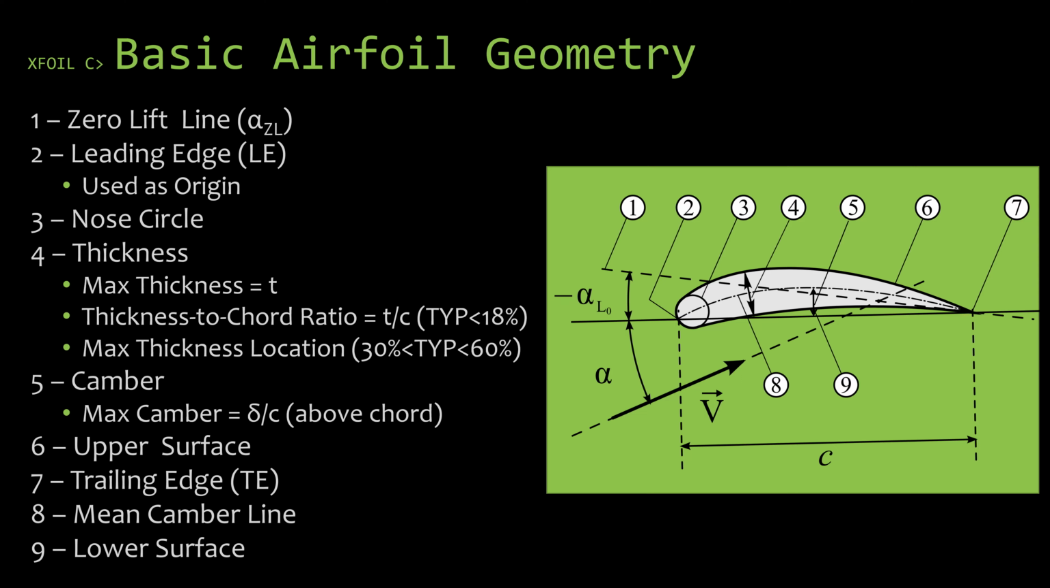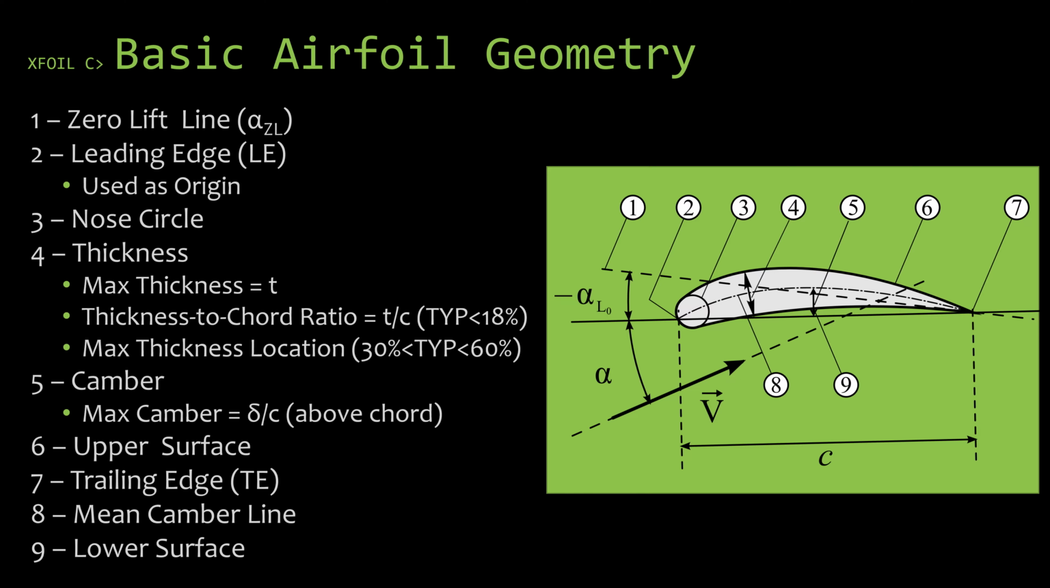All right, so number one, zero lift line. Now, I'll be honest, in all of my aerodynamics classes, we didn't really deal with the zero lift line per se. Rather, we dealt with the zero lift angle of attack. That's what we always stated or dealt with, or that was in all the equations we used. And the zero lift angle of attack is just the angle between the chord and the zero lift line.